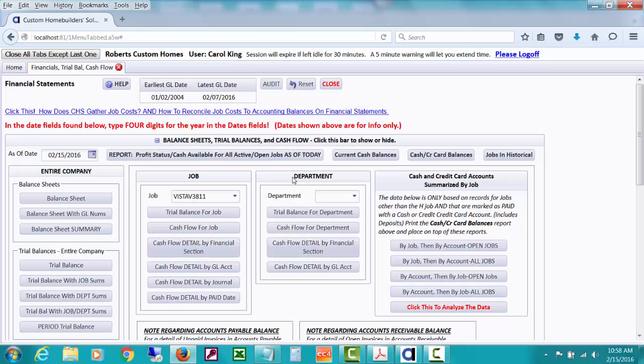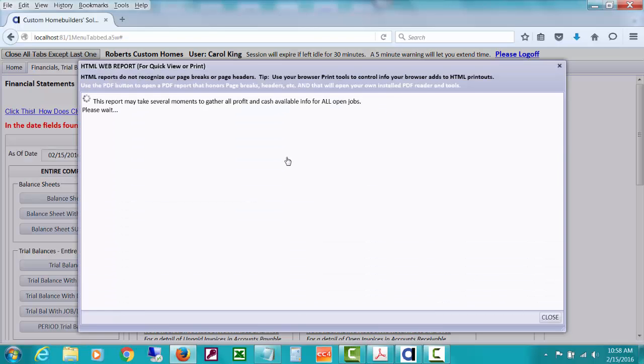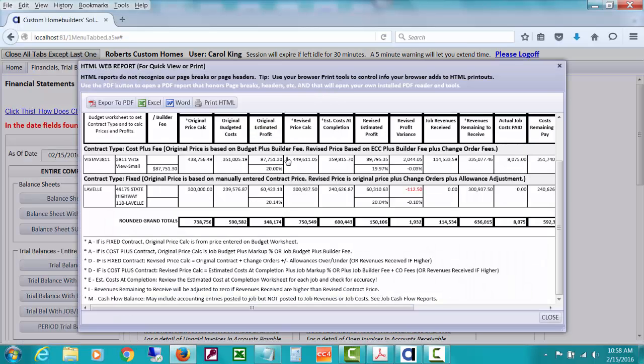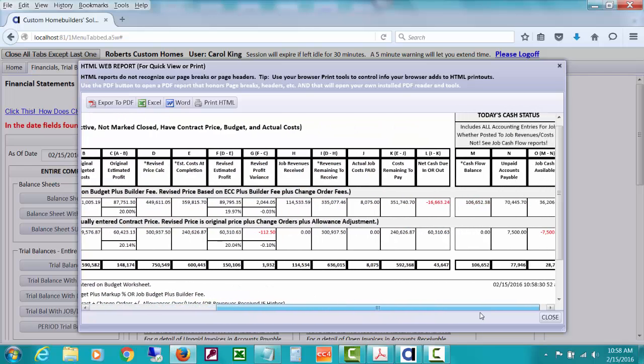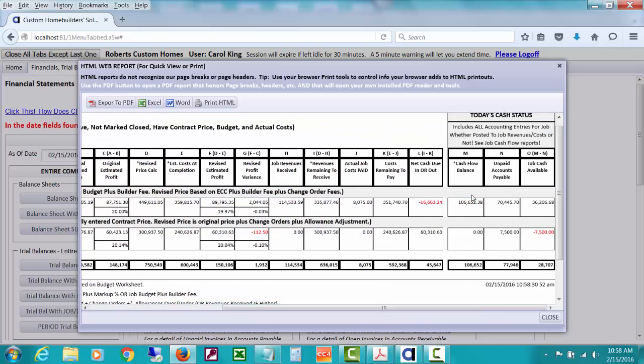The profit transfer of open jobs that we've talked about before, if I jump over here to this report right here, it's the profit status cash available of all active open jobs as of today. Let's look at our Vista View one that will show up on here, because it's showing this demo job that we have. It's showing all kinds of things like the price, our original profit. But if we go way over here, you're going to see cash flow balance, and that basically comes from that calculation we were seeing on the other screen.